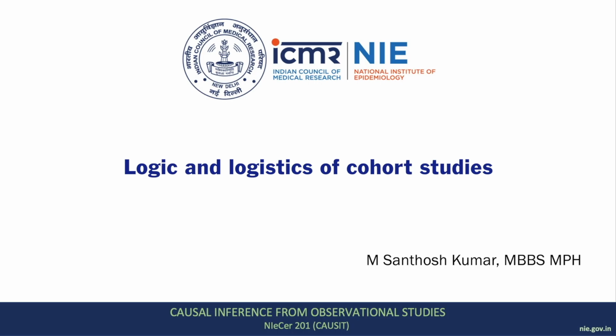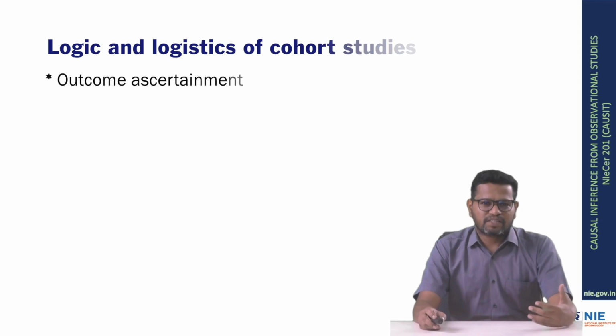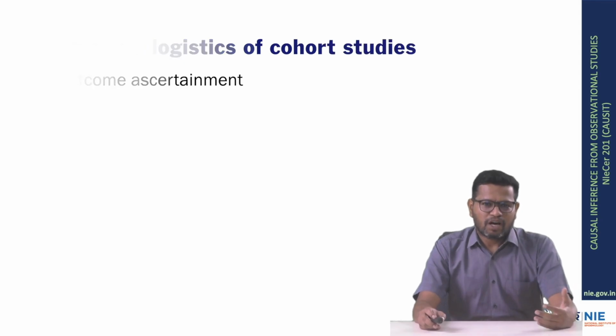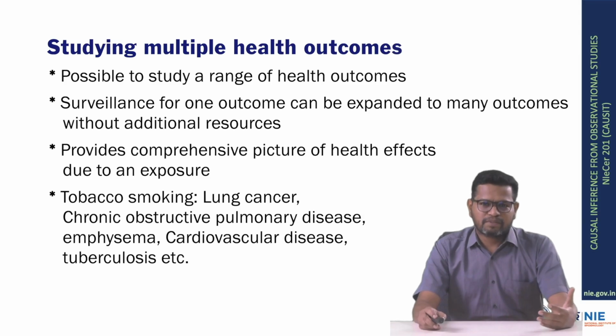Welcome back to the topic Logic and Logistics of Cohort Studies. In this session, I will be talking about outcome ascertainment. In a cohort study, it is possible to investigate multiple health outcomes. The surveillance, initially focused on one outcome, can be expanded to include multiple outcomes without requiring additional resources. This approach allows for a comprehensive understanding of the health effects resulting from a particular exposure.